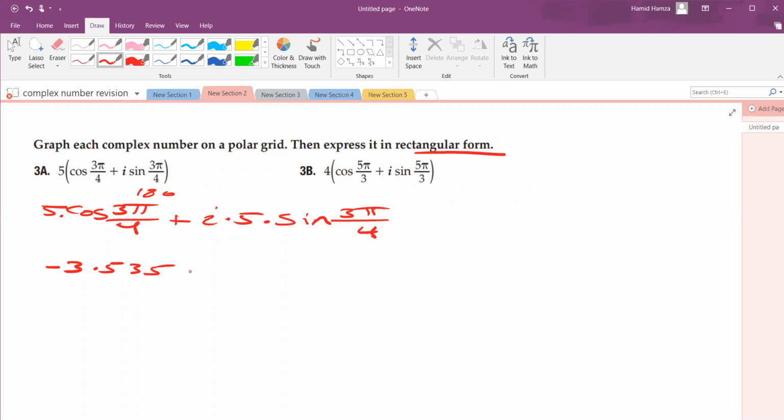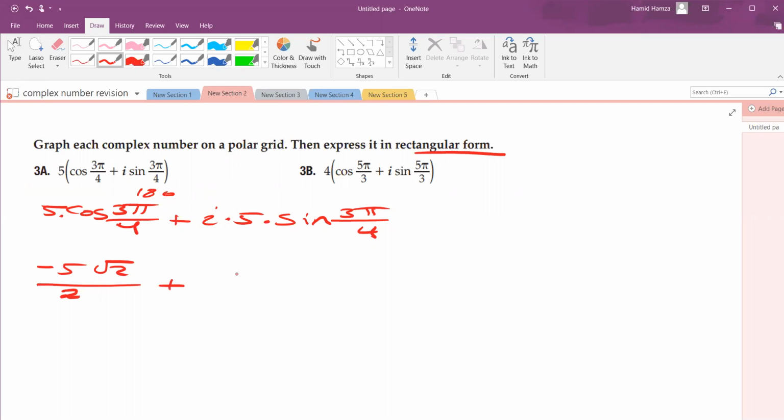Yes, sir. So press SD. Sir, it will give me a fraction. It will be negative 5 root 2 over 2. Yes, that's it. Negative 5 root 2 over 2, over 2, like this, guys.